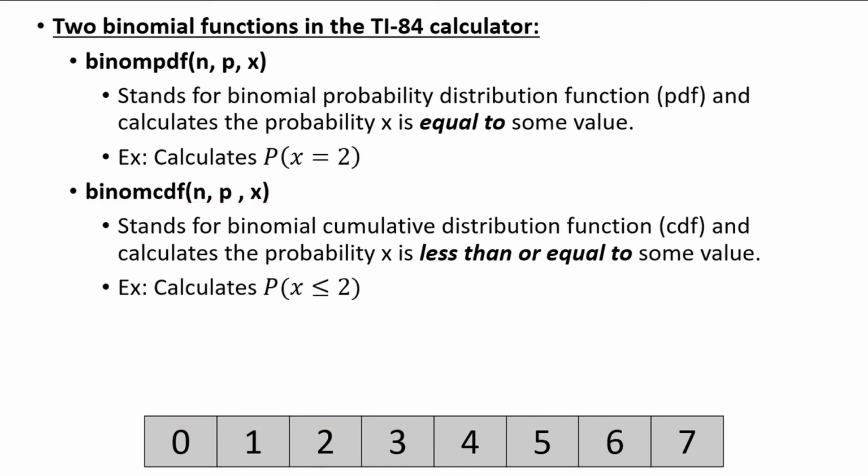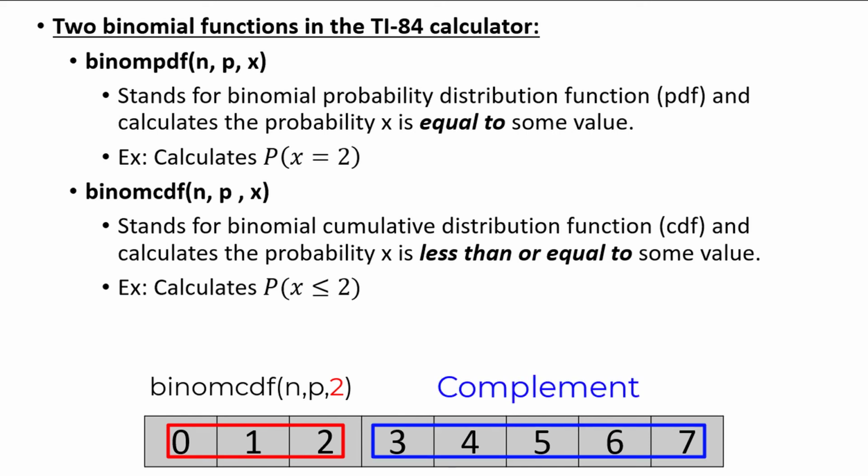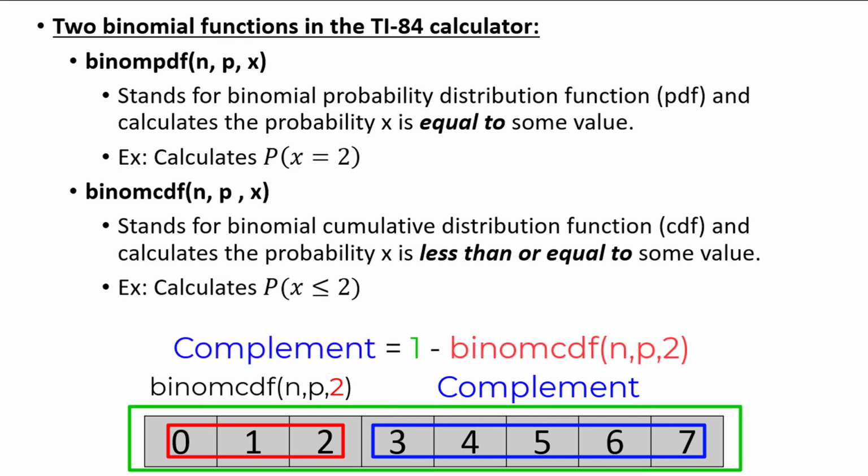You might be wondering, what if I don't want less than or equal to probabilities, and instead I want greater than probabilities? No problem. We can utilize the complement rule in that case. For example, if the CDF function with 2 plugged in gives us the probability of these values, we know that the complement is these values over here, greater than 2. We can always find the probability of the complement of an event by taking 1, which represents all of the outcomes, and subtracting off the outcomes that we don't want, less than or equal to 2. We'll look at an example with a calculator in just a moment.